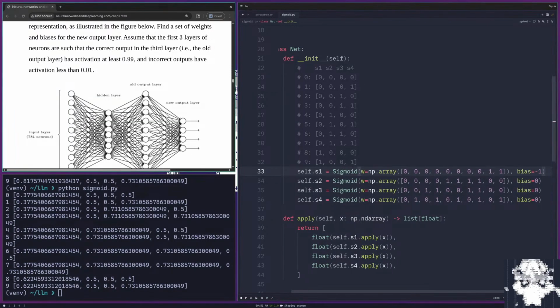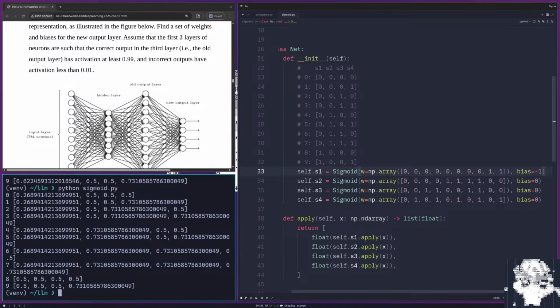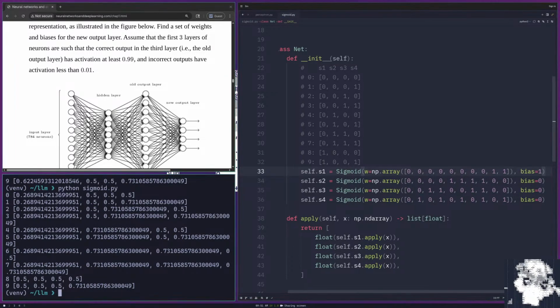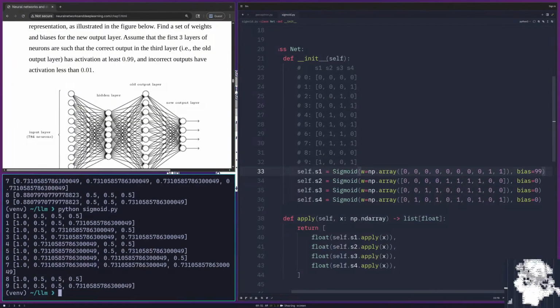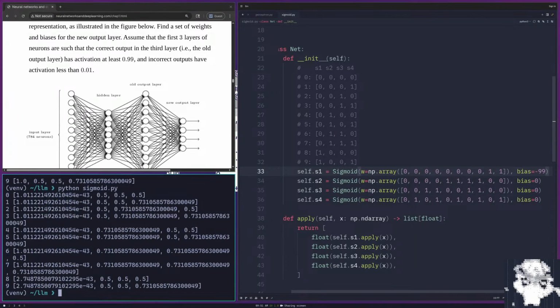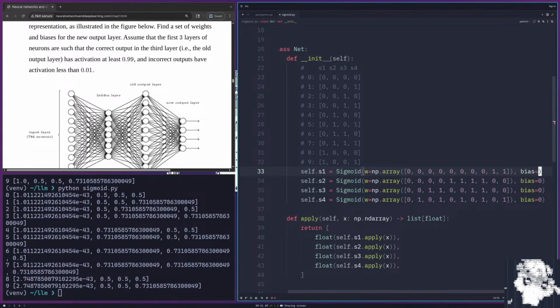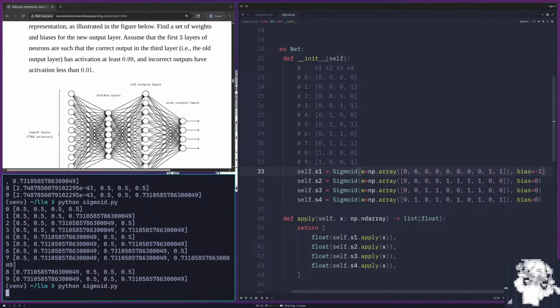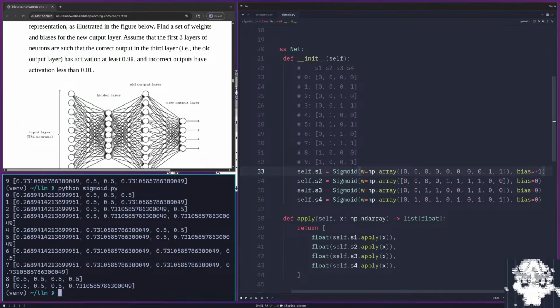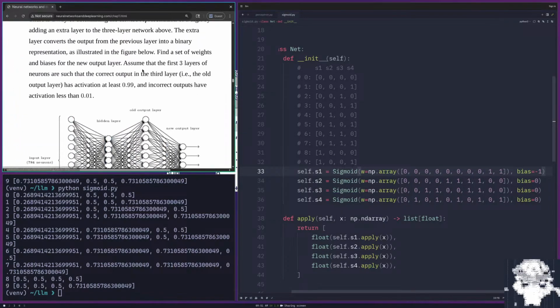So what about 1? That puts it at 0.2 and 0.7. What about like 99? 1.0, negative 99? That puts it at 0. But now it's always going to be 0. So maybe just a slight negative is good enough. So now it's 0.2. Our goal is to have, where is it?